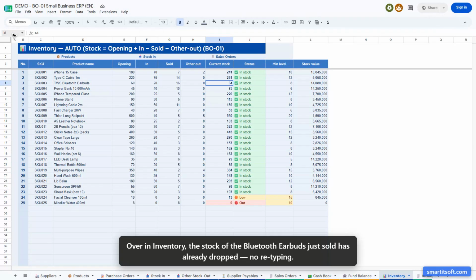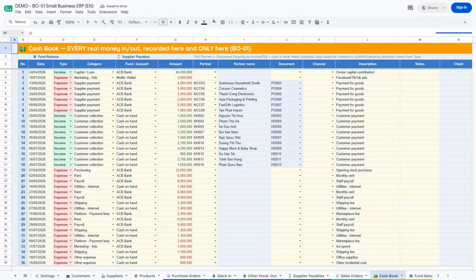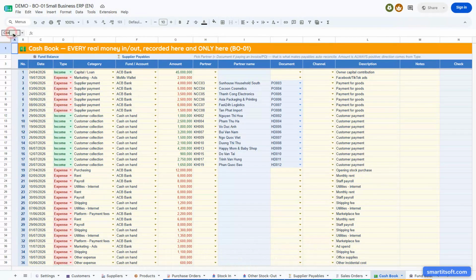Over in inventory, the earbuds you just sold have already been deducted. You never retype a thing. When a customer pays, you write just one line in the cash book, pick the customer, and enter the amount.